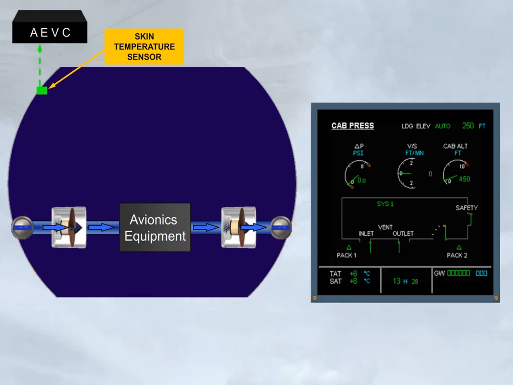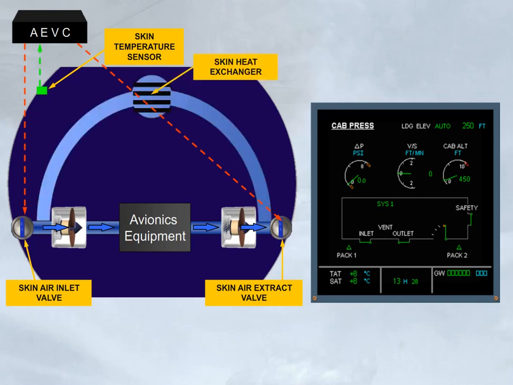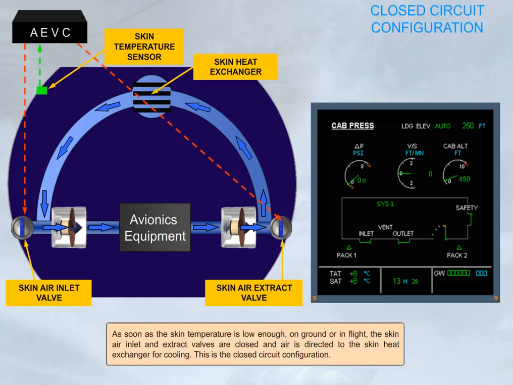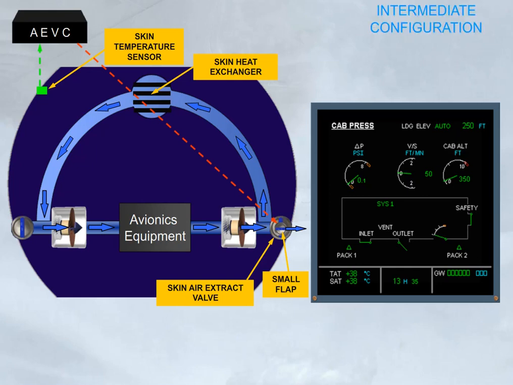As soon as the skin temperature is low enough, on ground or in flight, the skin air inlet and extract valves are closed, and air is directed to the skin heat exchanger for cooling. This is the closed circuit configuration. On ground with thrust at takeoff, or in flight, if the skin temperature is high, a small flap opens in the closed extract valve. This is the intermediate configuration.